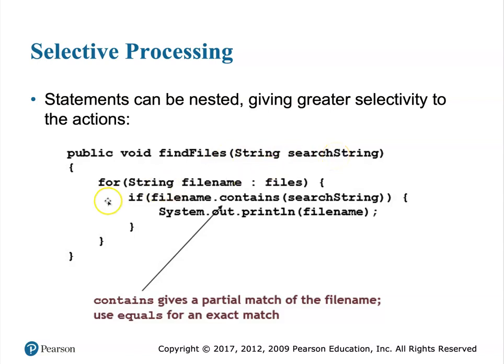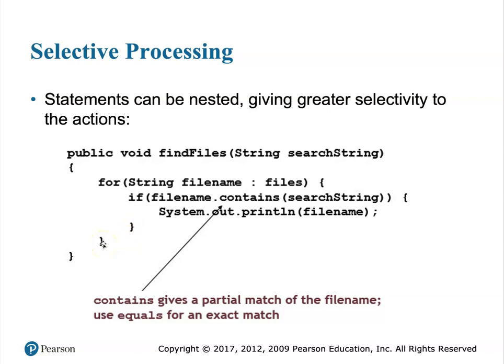Then we can write a for each loop for every file name inside of files. Okay, grab the first file name. Let's run the contains method on a string. Remember, a string's an object. So if the file name contains the sequence of characters that it was passed in the search string, then we'll print it out. If it doesn't, we skip over the if statement. There is no else, so we're out of the if.